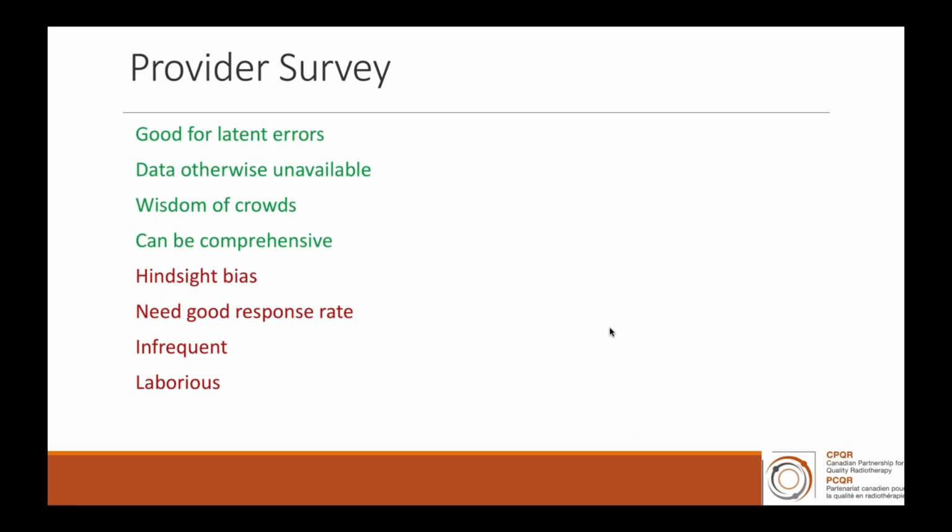The next methodology that I want to go over is a provider survey. Surveys of staff might be good for identifying latent errors. It also looks at data that is otherwise unavailable, either in a focus group discussion that is recorded and interviews with individual staff. It benefits from the wisdom of crowds, and it can be comprehensive.